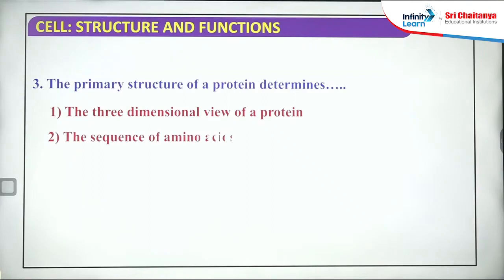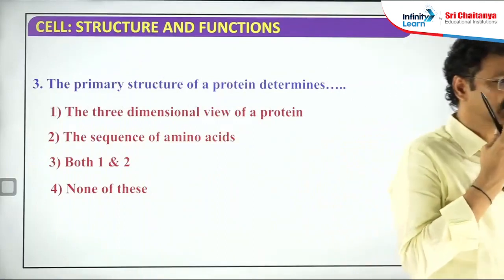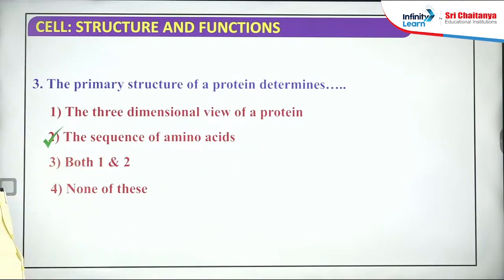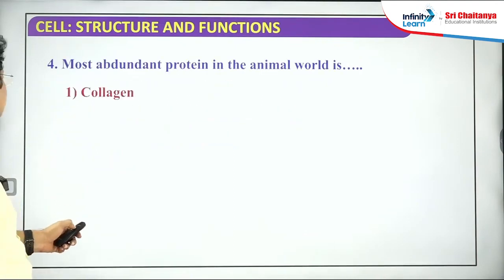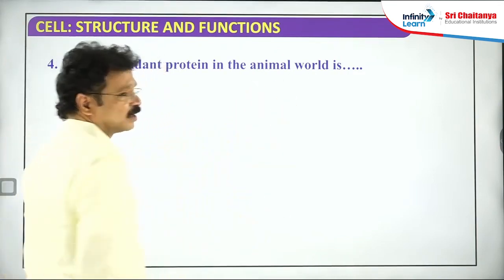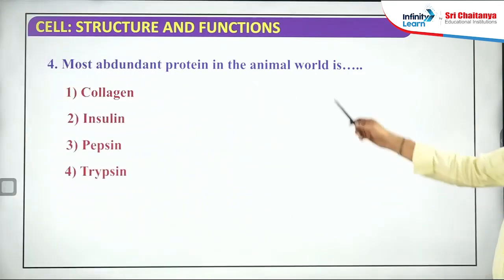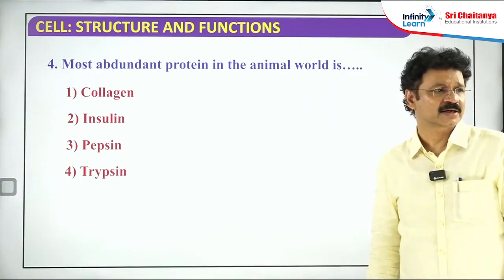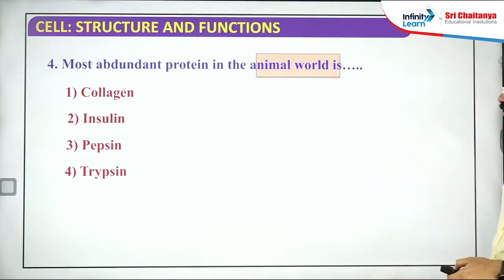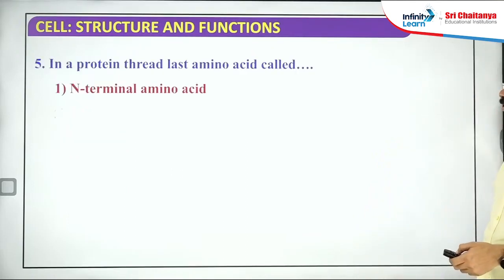Next, the primary structure of protein determines. Read the question and give the answer. Primary structure of protein determines sequence of amino acids. Second option, sequence of amino acids. Next, one more question. The most abundant protein in the animal world or animal kingdom, or most abundant protein in the human body. That protein acts as a connecting link between our bony tissue and skin. Yes, collagen. Collagen.